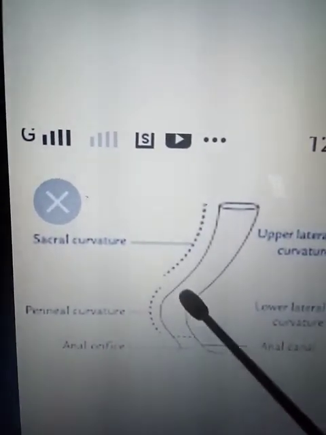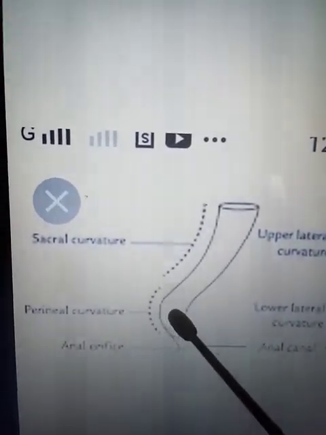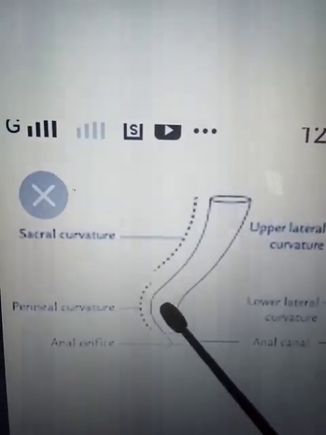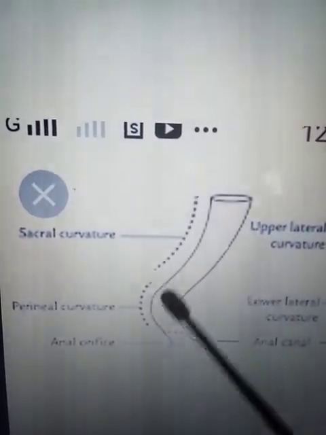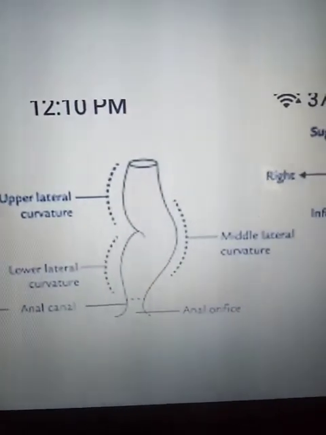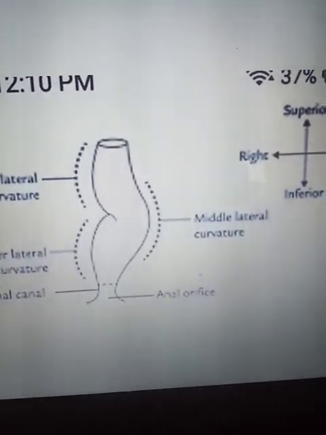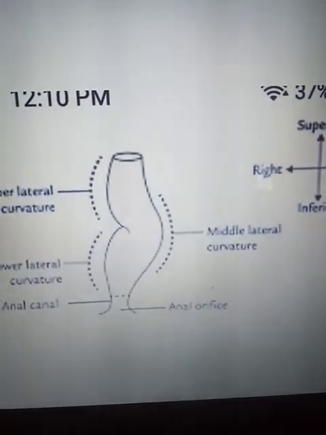Then you have another, that is the perineal curvature. This is present at the anorectal junction. These were the antero-posterior curves. You have three lateral curves also.